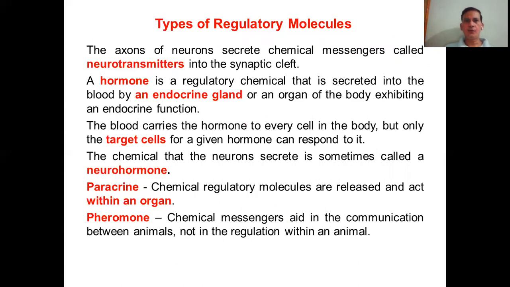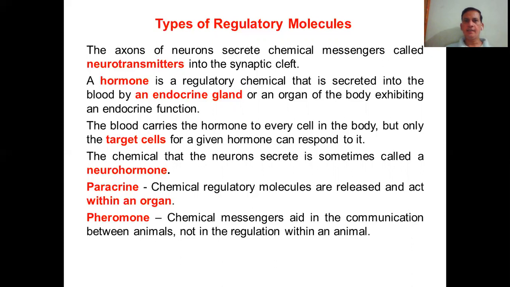The axons of neurons secrete chemical messengers. These are called neurotransmitters. They're usually released in a synaptic cleft. This synaptic cleft is an area where two neurons meet.